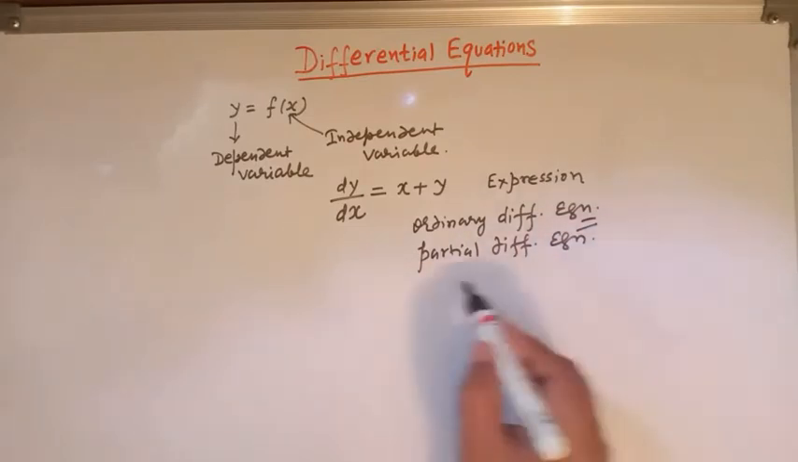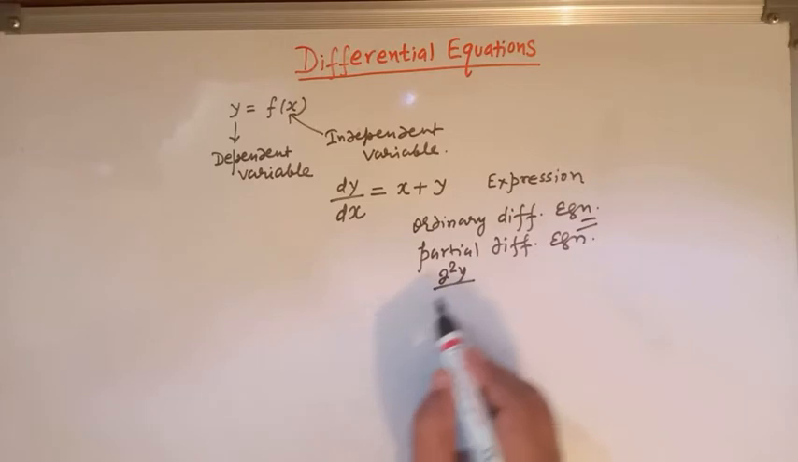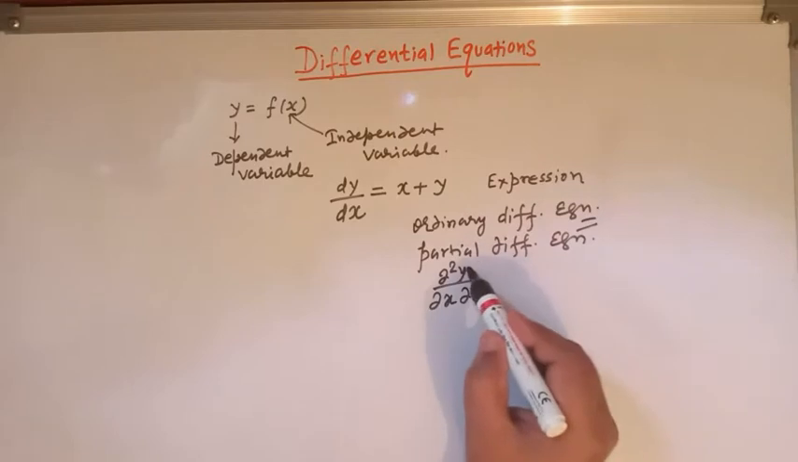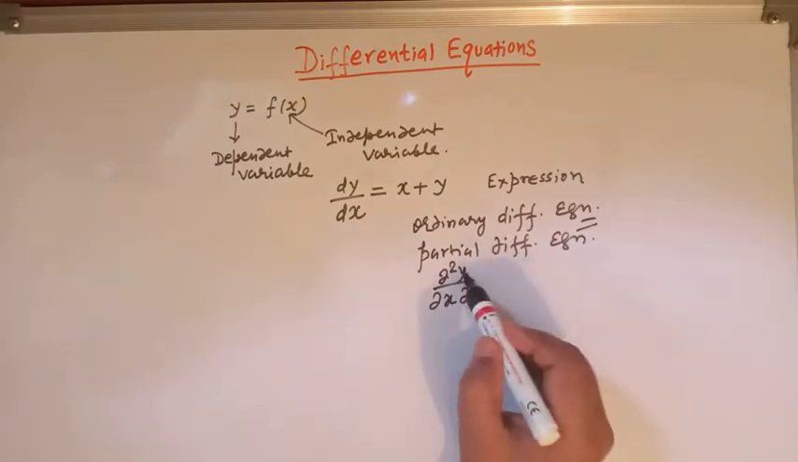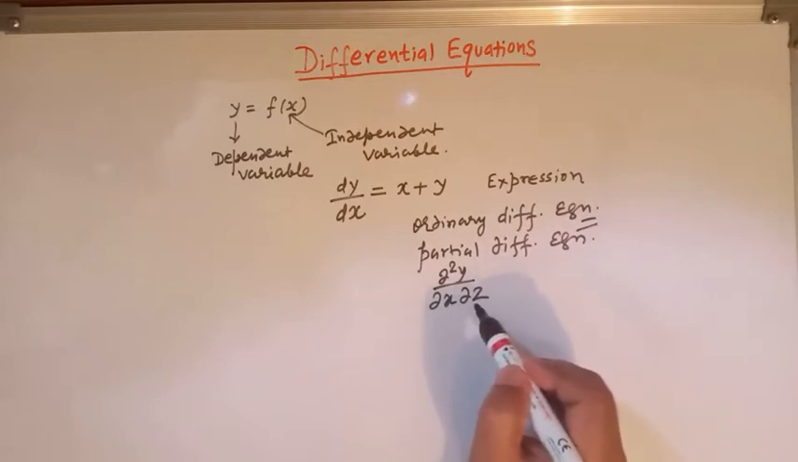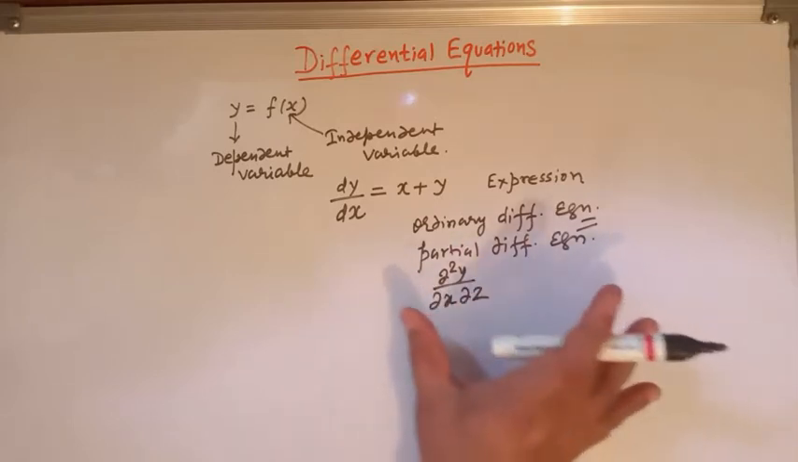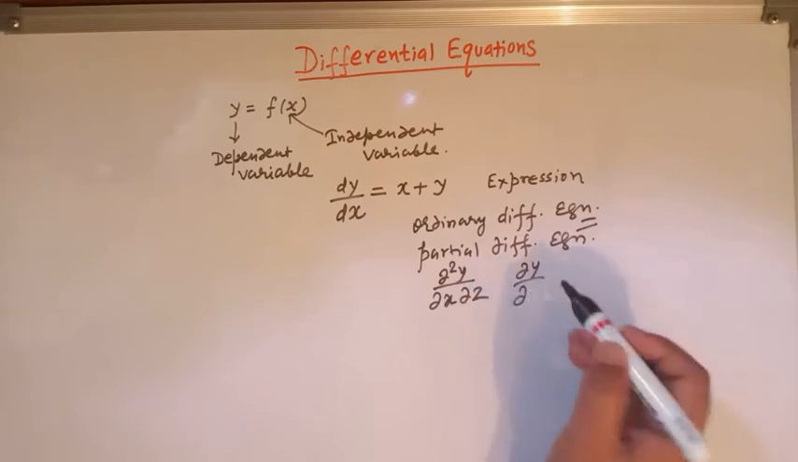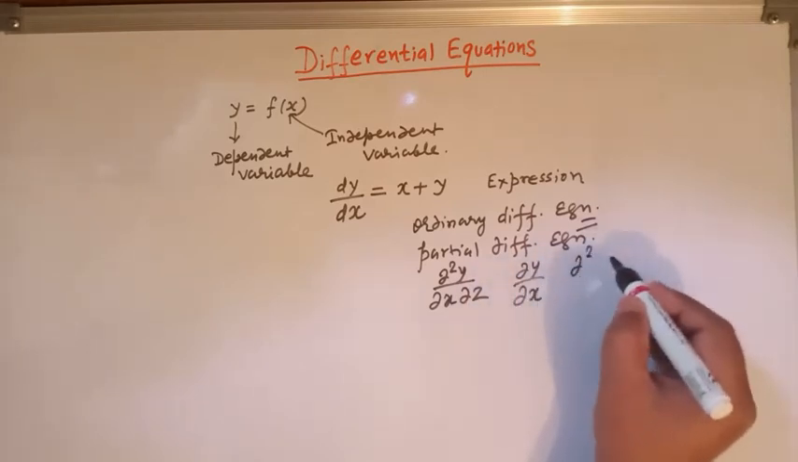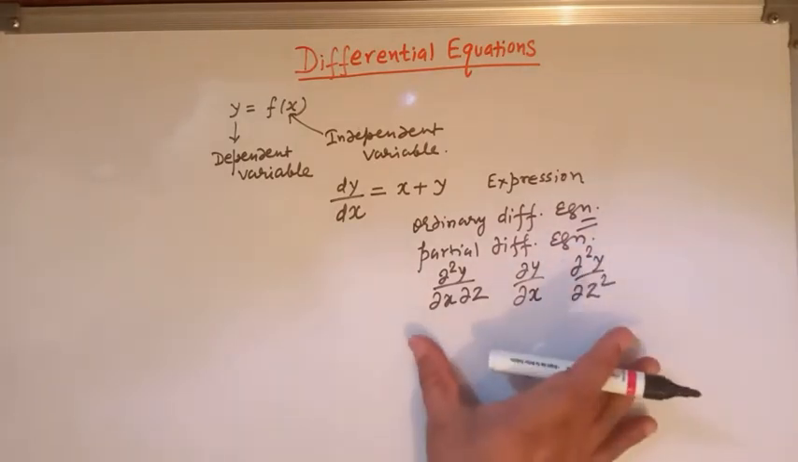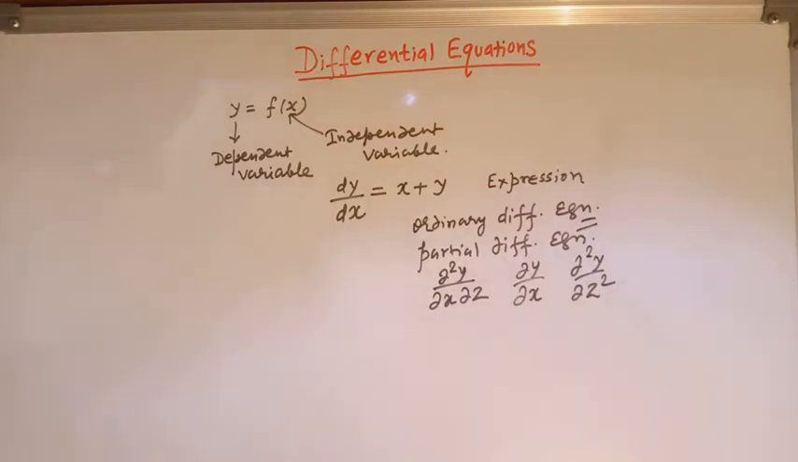We can say that if we have the derivatives, say like del square y over del x del z, here y has derivative with respect to two variables. Clear? So such differential equations which involve the partial derivatives like del y over del x or del square y over del z square, such an equation is known as a partial differential equation.